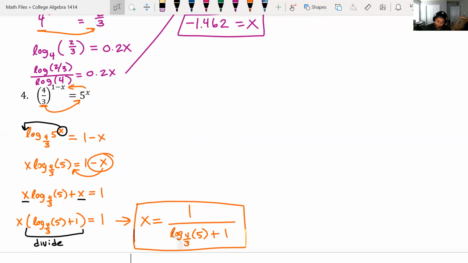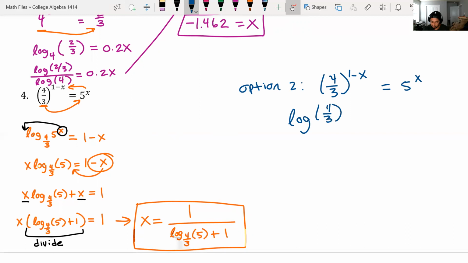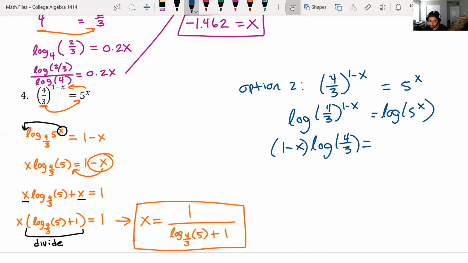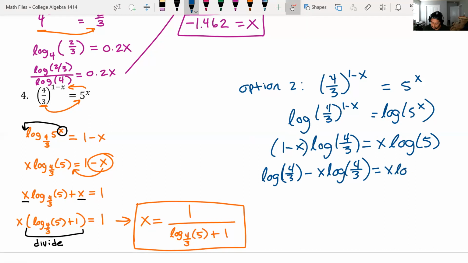So let's look at option 2. So start off, 4/3 to the 1 minus x equals 5 to the x. Apply logs to both sides. And then use the power rule. So you'll get 1 minus x times the log of 4/3 equal to x log 5. And we're going to have to distribute now that 1 minus x. So you're going to get log of 4/3 minus x log of 4/3 equal to x log 5.